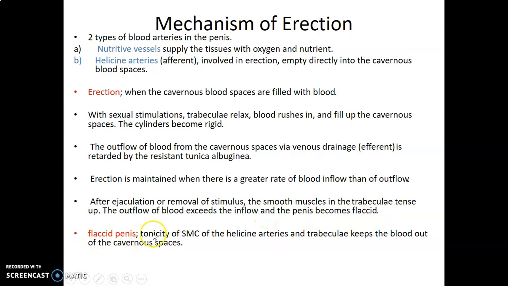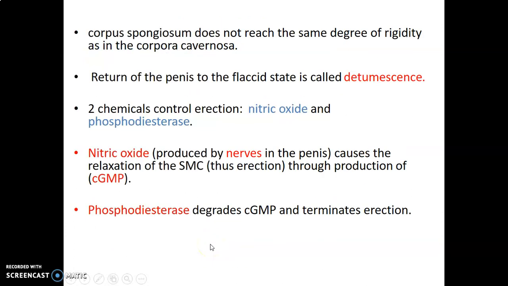So in a flaccid penis, the smooth muscle cells of the helicine arteries and smooth muscle cells of the trabeculae, their tonicity is increased. So you're able to keep the blood out of the cavernous space.